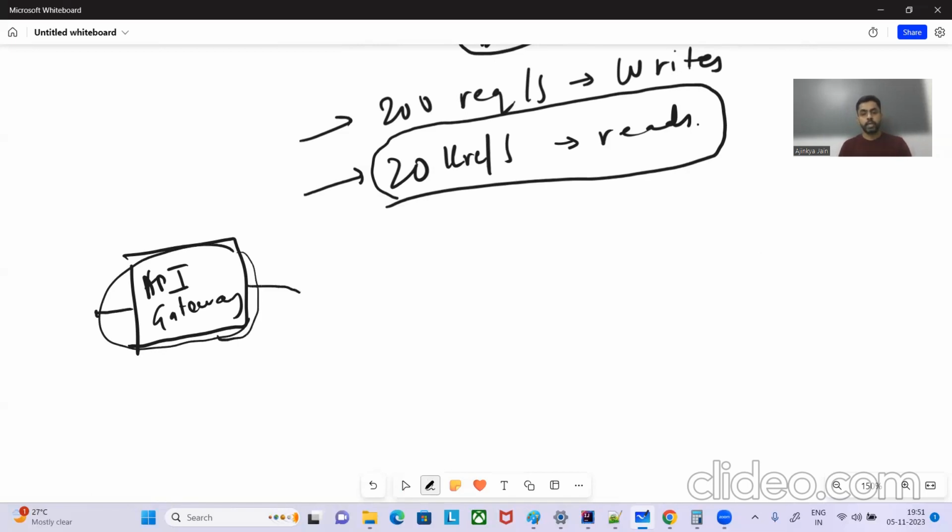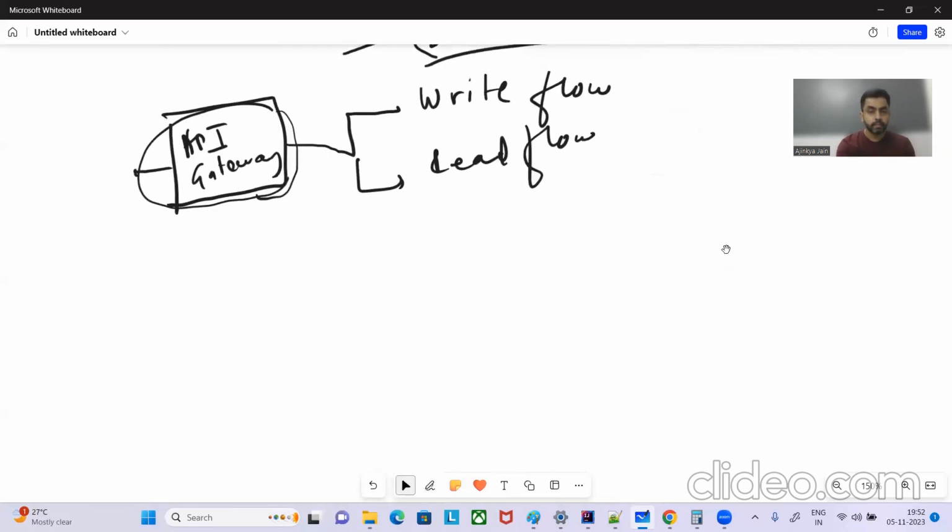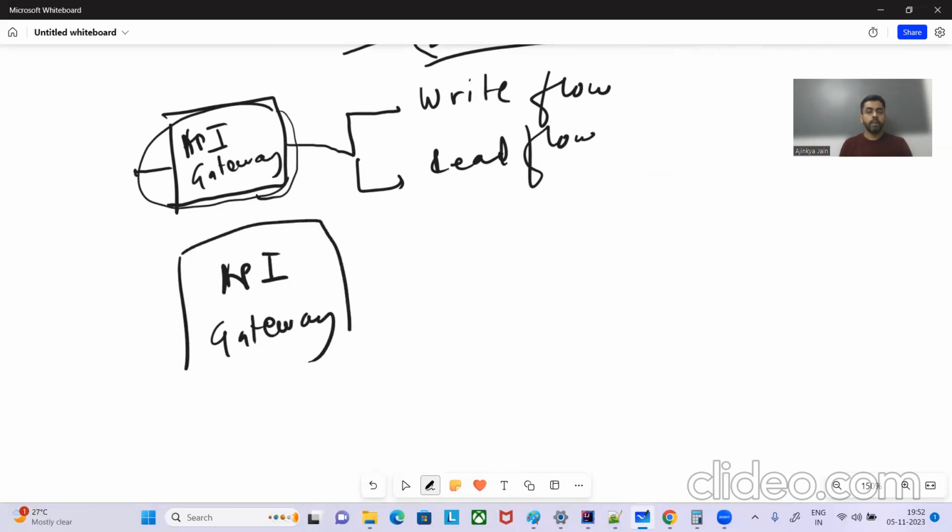So what we can have is a write flow separate and the read flow separate. Coming to the flow diagram, we'll have the API gateway. The API gateway will identify whether it's a write request or a read request.